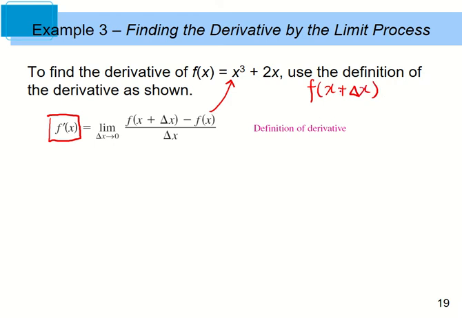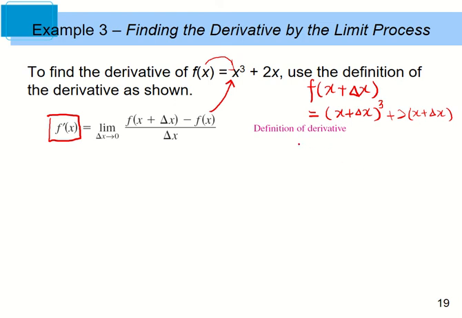Now, how to find f(x plus delta x)? So we are going to substitute this one here. So we have x plus delta x. Okay, so if this is x, this is x. So when this is x plus delta x, here will be (x plus delta x) cubed plus 2 times (x plus delta x). So the input we substitute inside the x.